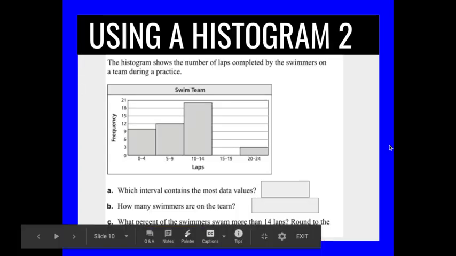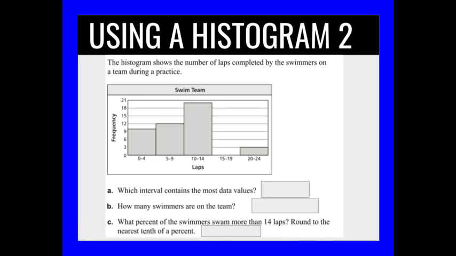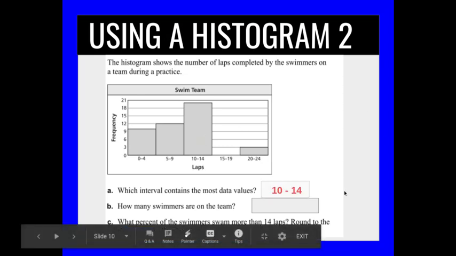The histogram shows the number of laps completed by the swimmers on a team during practice. Okay, which interval contains the most data values? Well, the most data values would be the highest bar. So which one has the highest frequency? If you said 10 to 14, you're in good shape.